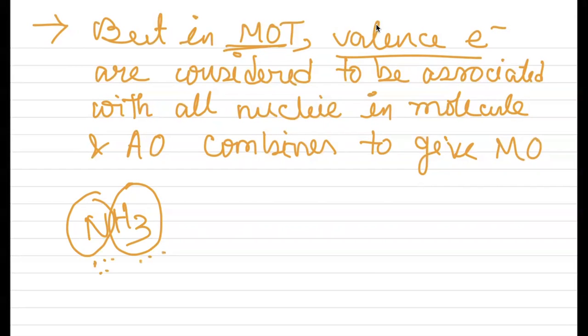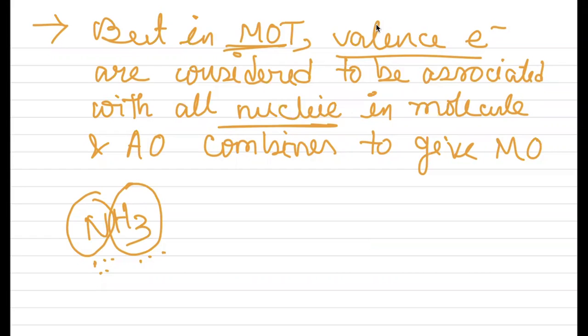These 8 valence electrons are under the combination of all the nuclei, that means they are in the influence of the nucleus of nitrogen as well as 3 nuclei of hydrogen. In MOT, valence electrons are considered to be associated with all the nuclei. In this molecule, 4 nuclei are present, 1 for nitrogen and 3 for hydrogen, so all the valence electrons are in the influence of these 4 nuclei.